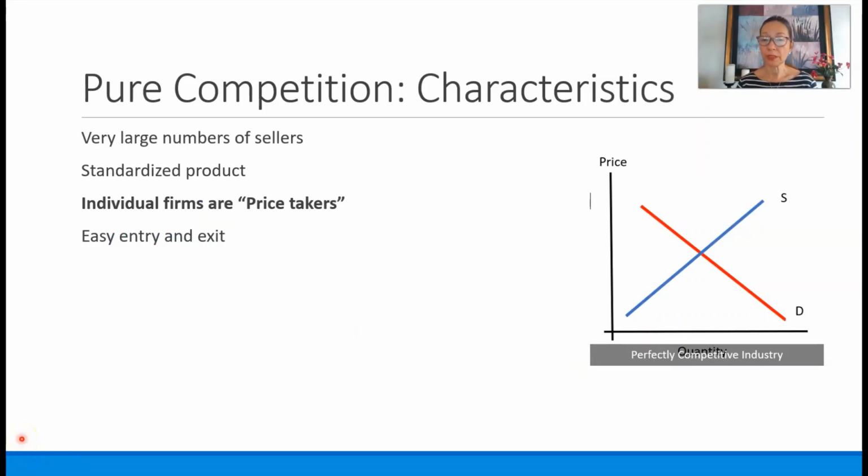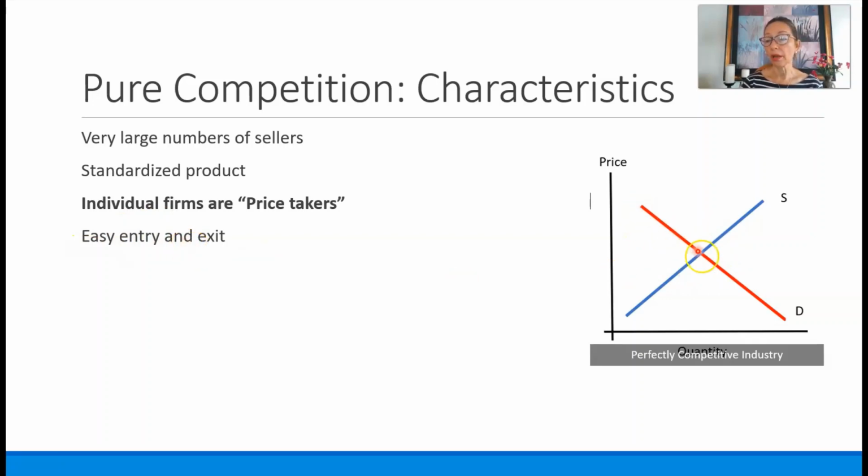So, pure competition. In a perfectly competitive industry, we have a very large number of sellers. We also have a very large number of buyers. We have a standardized product. Individual firms are price takers, which means they have no market power, and there's easy entry and exit.